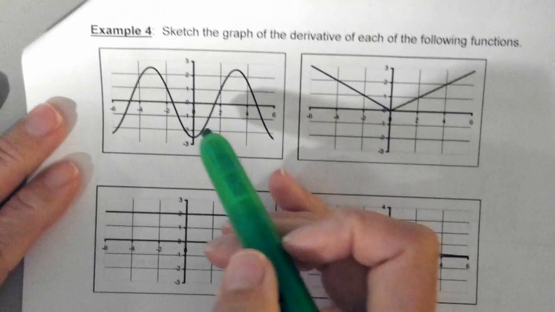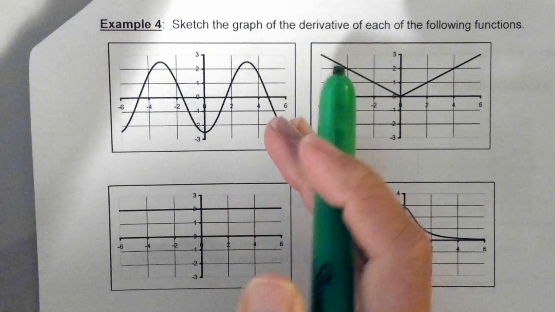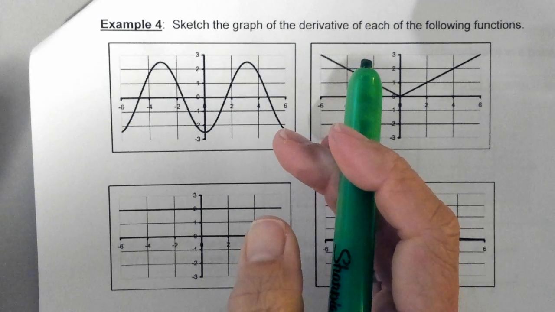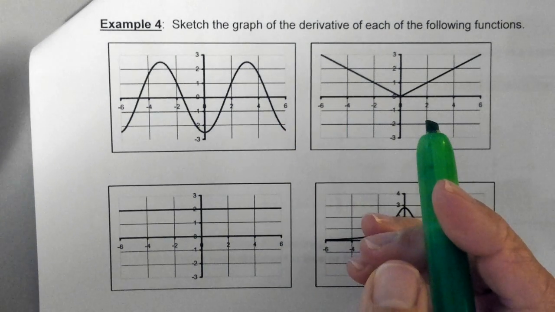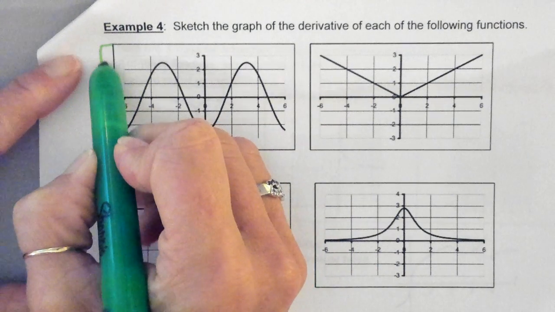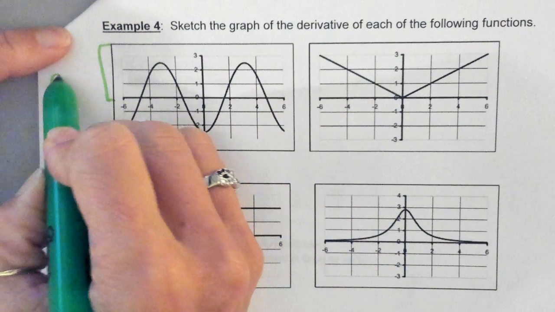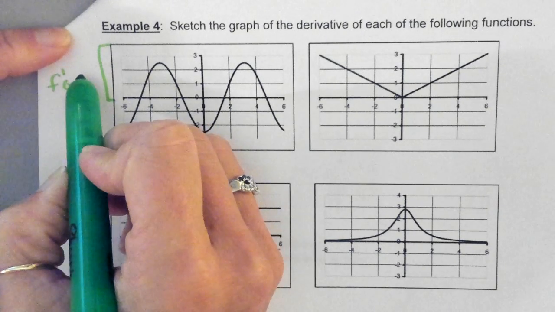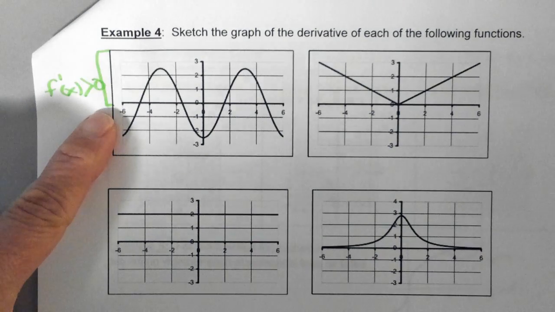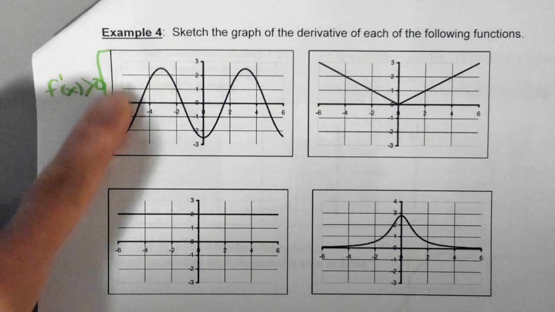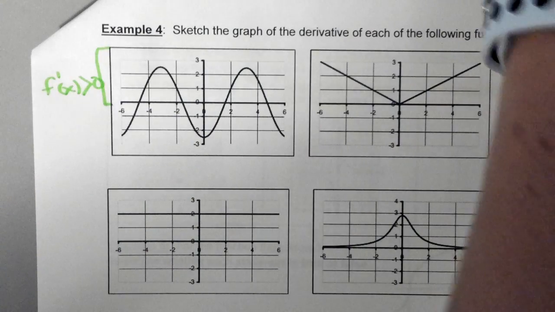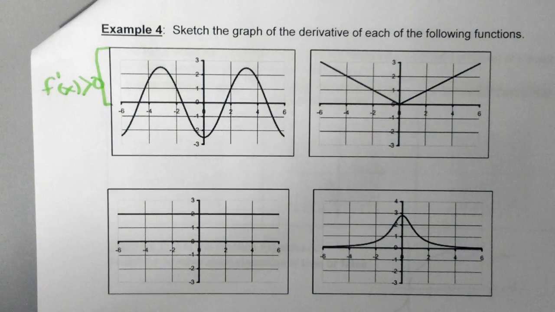So when we are looking at f of x, this is the original function. When we're looking at f prime, we are looking at f of x's slope, right? Okay. So when f prime of x is greater than 0, that means f prime's graph will be above the x-axis. That's what this is right here, above the x-axis. When the slope of f is positive.